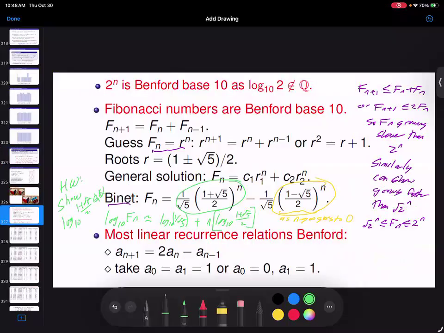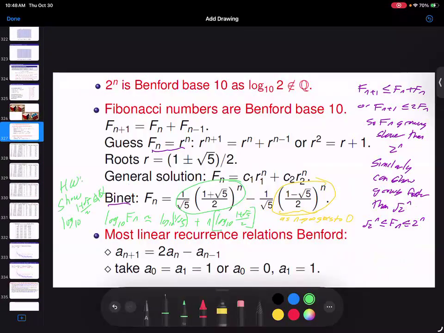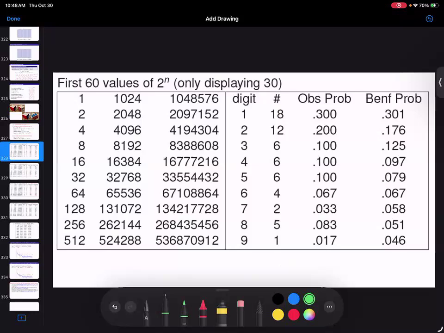So it turns out most recurrence relations will be Benford. And so what I want to do is end with 2 to the n. So 2 to the n is growing pretty rapidly, so the numbers are getting larger and larger and larger. I'm only going to display the first 30. And then on the right, I'm going to look and see what fraction of the first 60 have a leading digit of 1, have a leading digit of 2, and so on and so on.